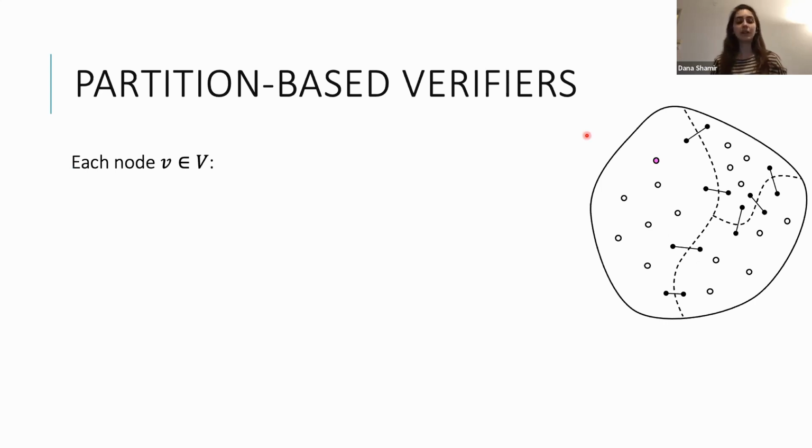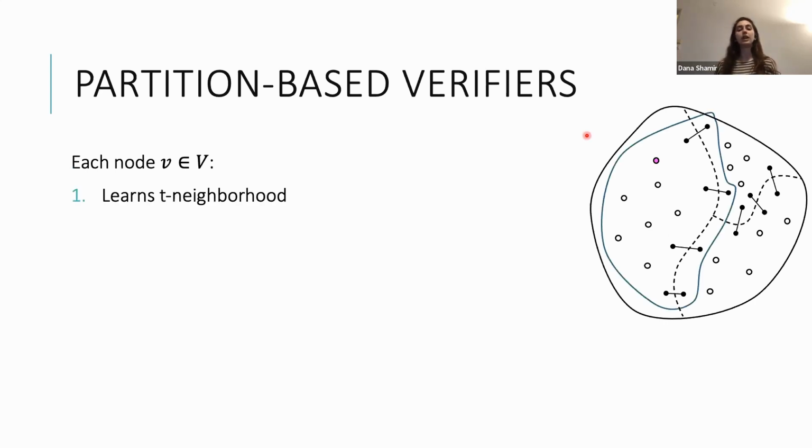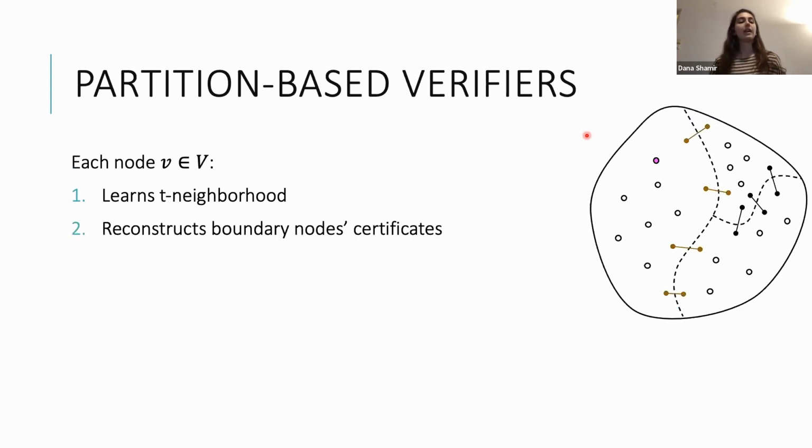Now, the verifier first uses its T rounds of communication to learn its entire T neighborhood, including the certificates. And now it uses the data it collected to reconstruct the certificates of the boundary nodes of its components. And it compares the certificates of the boundary nodes with its direct neighbors. And we want to make sure all of its neighbors reconstructed the same boundary nodes. This way, we get that all the nodes in the graph reconstructed the same certificates, of course, for boundary nodes that are common to different nodes.